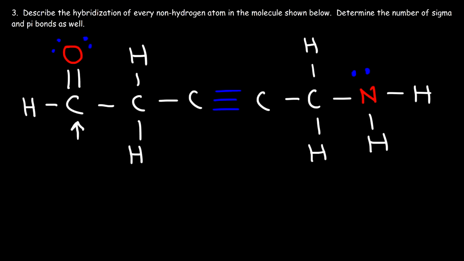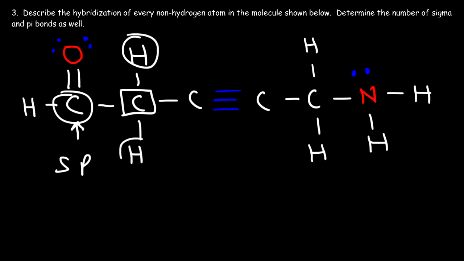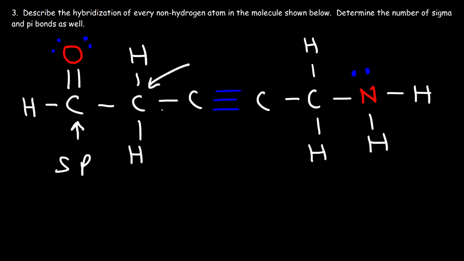If the steric number is 3, the hybridization is going to be sp2. If you add 1 and 2, you get 3. So now what about this carbon atom? So this particular carbon atom is attached to 1, 2, 3, 4 other atoms. So it has a steric number of 4. And so the hybridization for that carbon is going to be sp3. 1 plus 3 is 4.